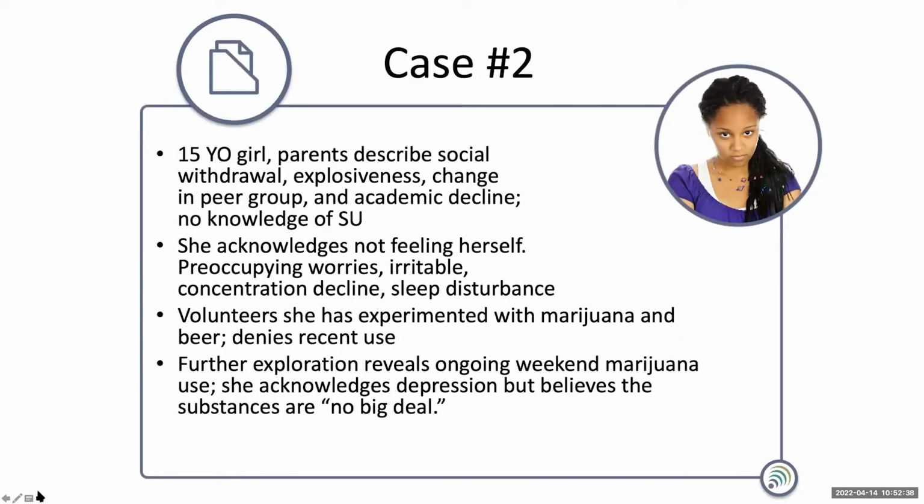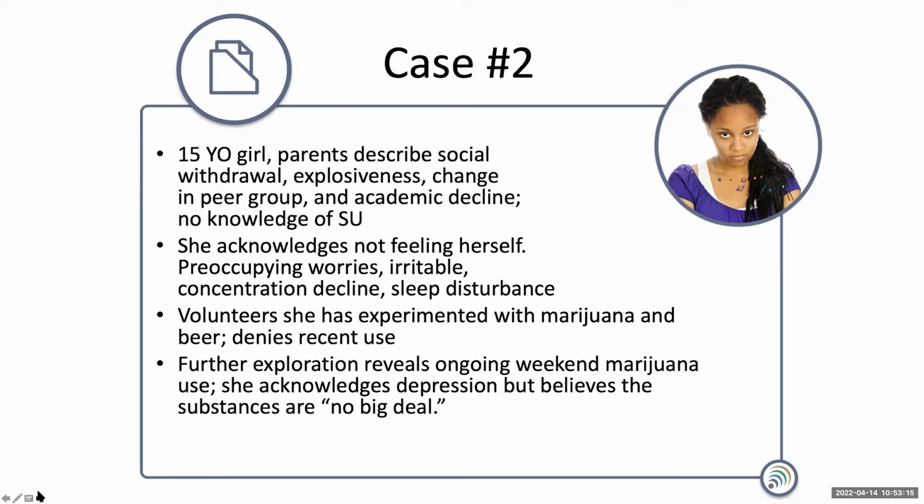And I just want to illustrate some of these points before we take a break with this case. So let's say you see this 15-year-old young woman, and she's brought by her parents, who describe social withdrawal, some irritability, a shift in her peer group, and some academic decline from her prior high level of academic achievement. And they don't know anything about any substance use. She hasn't told them about any substance use. They're thinking, I wonder if she has depression or anxiety, or help me figure out what's wrong.